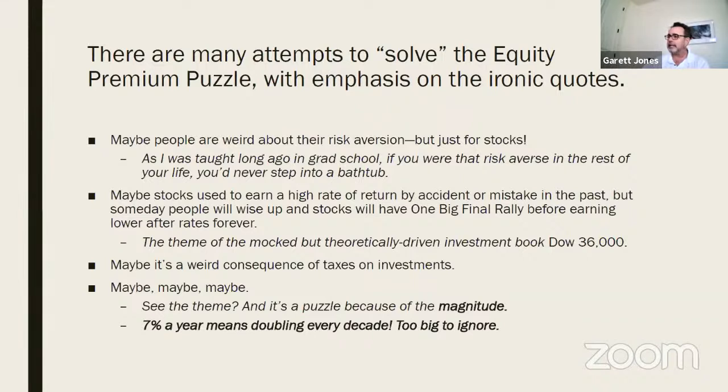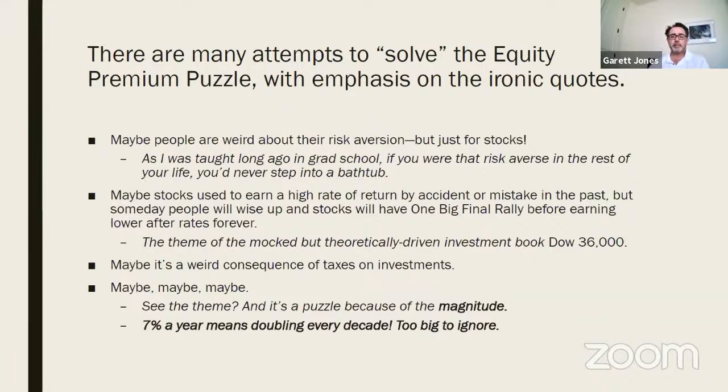I was taught long ago that if you were that risk averse in the rest of your life, you'd never step in a bathtub. So there's a certain kind of risk, the level of risk aversion you'd have to say, oh, stocks, man, I'd only hold those if there were a 7% higher rate of return. You would never set foot outdoors. You would never walk outdoors on a rainy day for fear of being hit by lightning. So that's weird. And so that gave behavioral economists an angle to start studying this. Why would people be especially obsessed with this one certain kind of risk compared to other kinds of risks? Or is there a pattern that shows up that we just hadn't noticed?